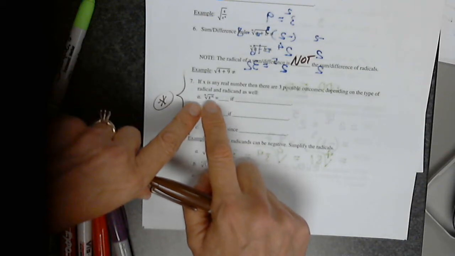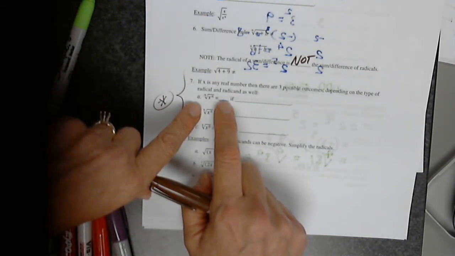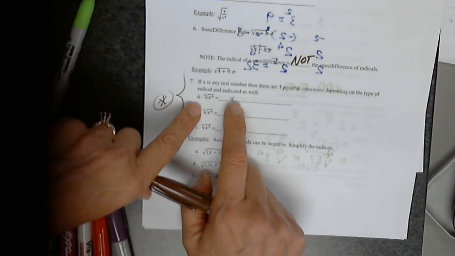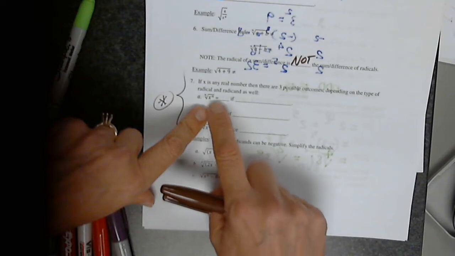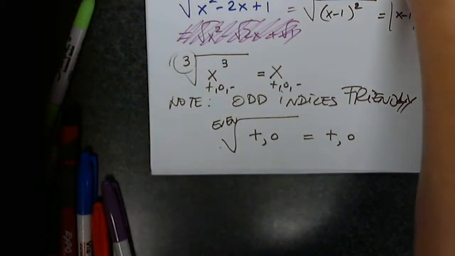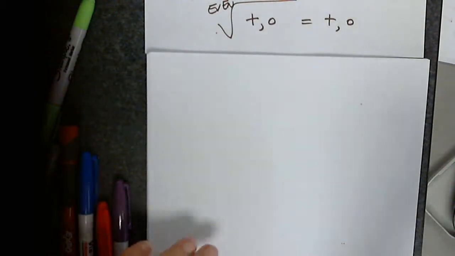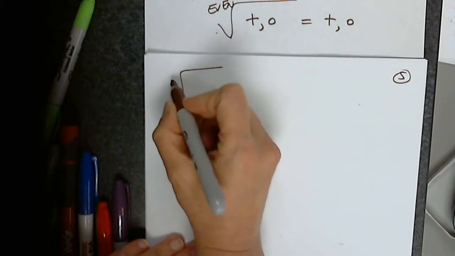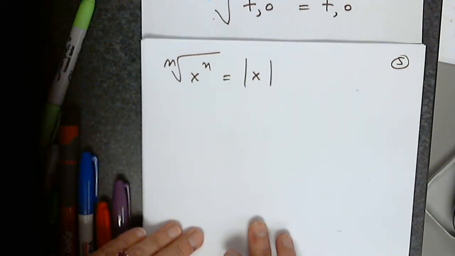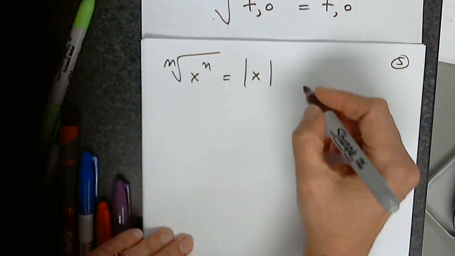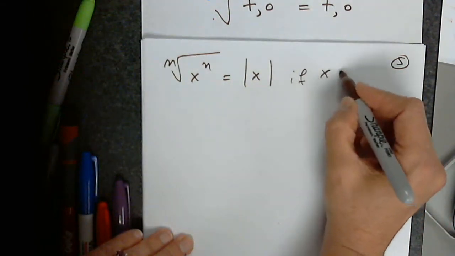So the nth root of x to the nth power is the absolute value of x if x is any real number. Yes, there are three possible outcomes. The nth root of x to the nth power is the absolute value of x if x is any real number.